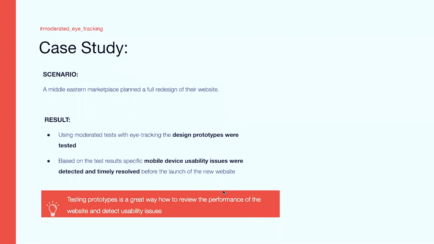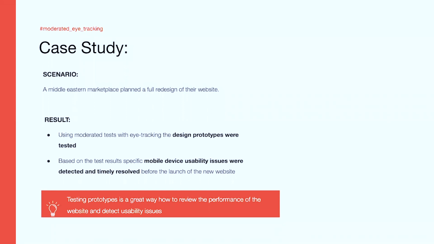Again, I will share a little case study which we did with our client, a Middle Eastern marketplace. They were doing a redesign for their website, and we ran a moderated eye tracking usability test during the prototype design process. During this process, we found not only usability issues all over the website, but some issues specific to mobile.